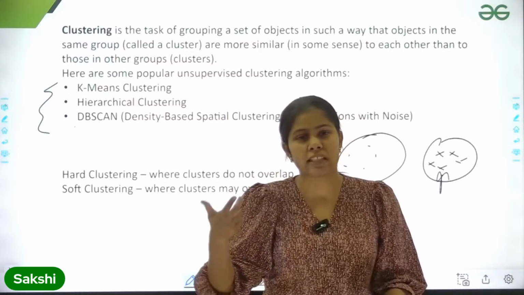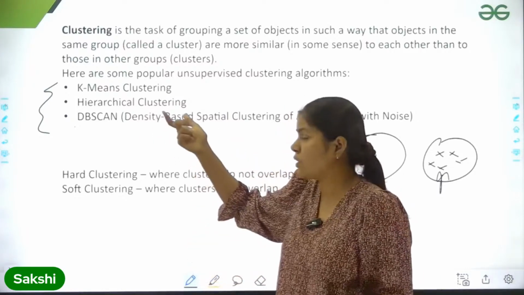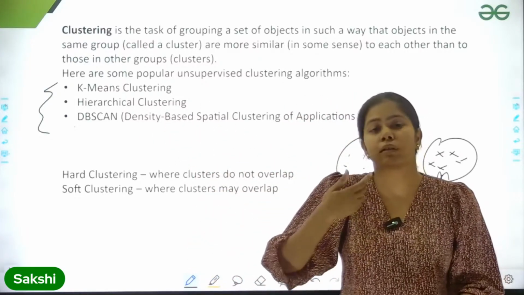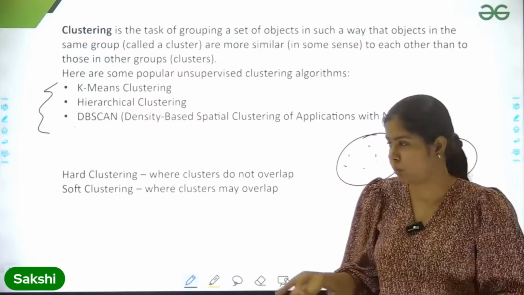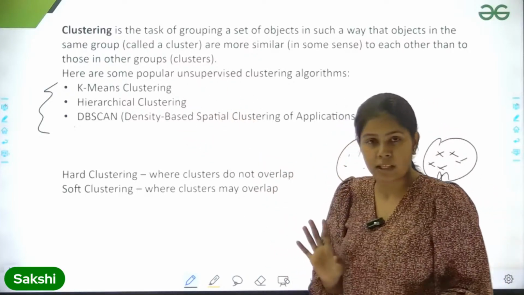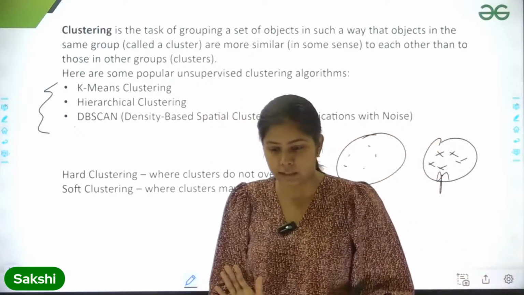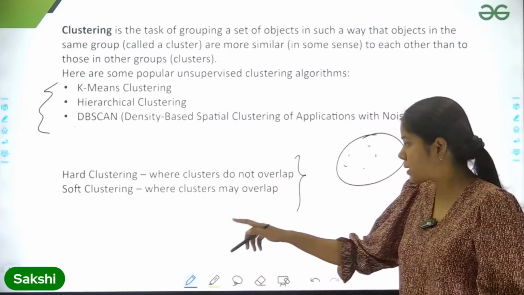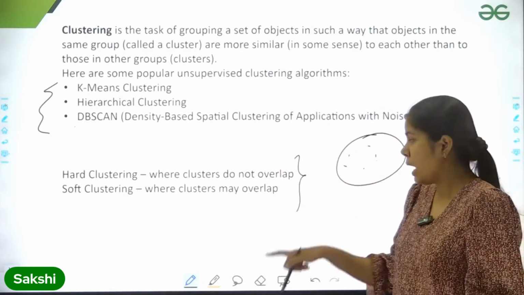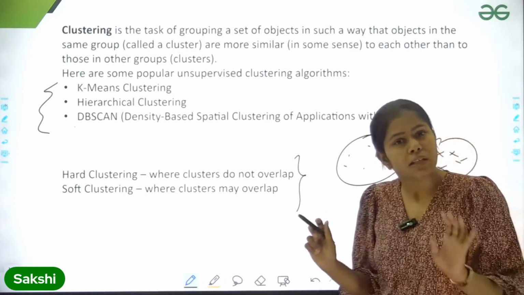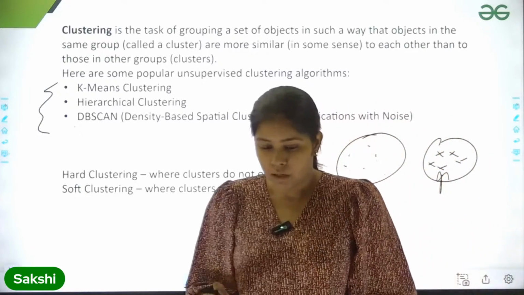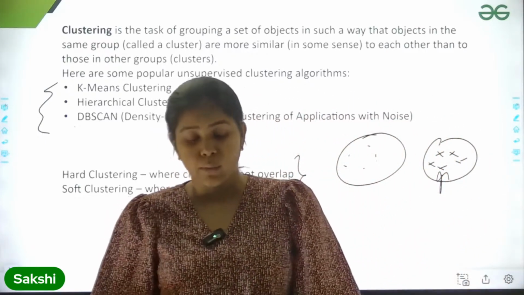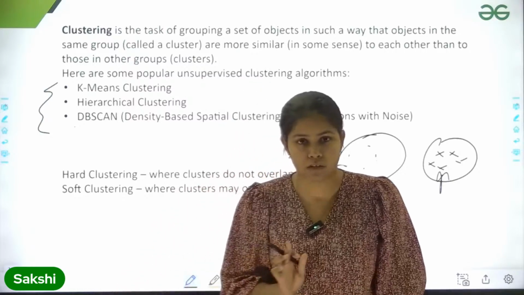So we'll see what the disadvantages of k-means are, or the places where k-means does not work. That is k-means clustering, which we discuss in today's session. We have two types of clustering. I already told you: hard clustering, where clusters do not overlap, and soft clustering, where clusters may overlap. You have to remember these two things: what is hard clustering and what is soft clustering.